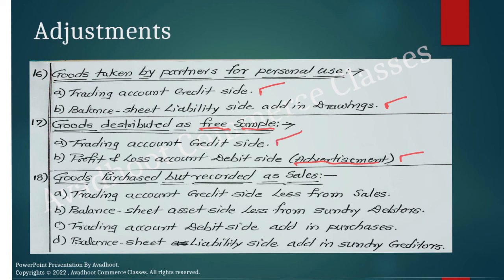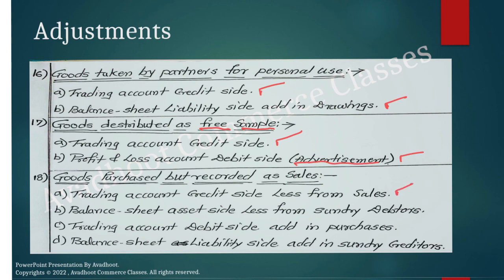Next, goods purchased but recorded as sales. These are additional adjustments, very rarely asked. Trading account, goods we have purchased, but recorded as sales, means we have considered it as a sale, which is wrong. Therefore, first we will correct the wrong, and then make the proper posting. We were writing the sales to the trading account credit side. Since it is wrongly added in the sales, we have to reduce it from the sales. Hence, trading account credit side, less from sales.